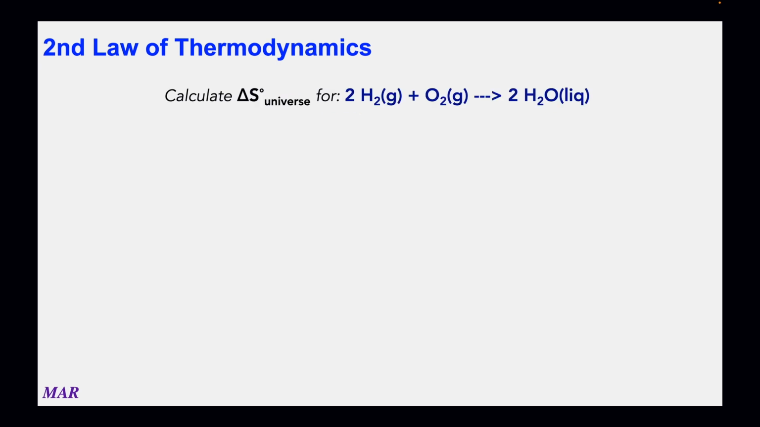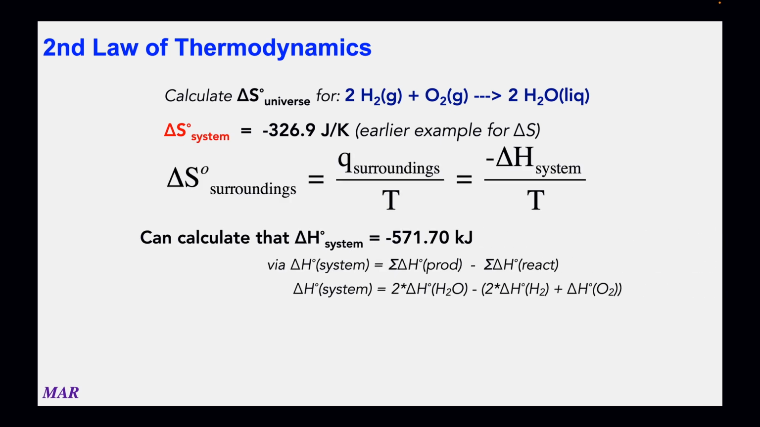Delta S of the universe, as an example for the making of water, we calculated earlier that came out to be minus 326.9 joules per Kelvin. So we used the entropy of the liquid water and subtracted the entropy of the hydrogen gas and the oxygen gas to figure that out. Now, the delta S surroundings for the same reaction is related to minus delta H over temperature. And this is something from physical chemistry. Please don't be too worried about it. And earlier, what we did is we calculated that the delta H of that system, minus 571.70 kilojoules per mole. And we took 2 entropies of liquid water and subtracted 2 entropies of hydrogen and an entropy of oxygen to get that number. So again, this is where the table of thermodynamics can be pretty handy.